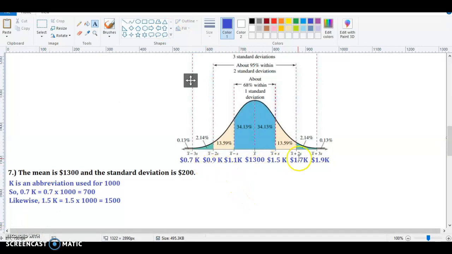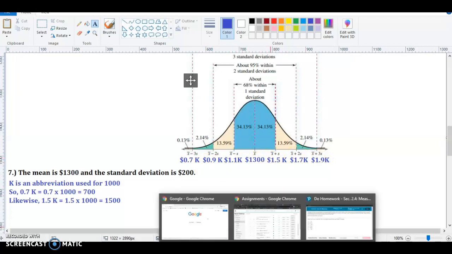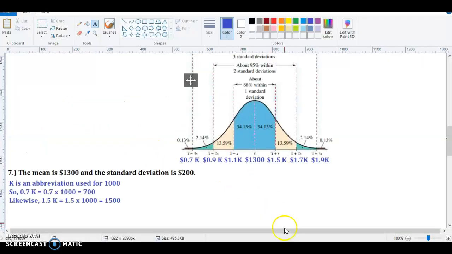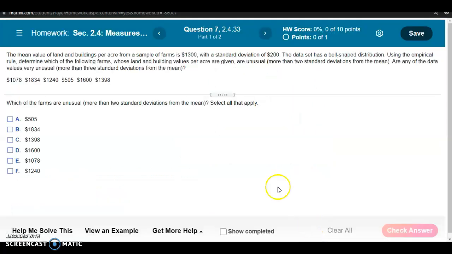Knowing where these values are in your diagram, you can answer the question: which of the farms are unusual, meaning that they are more than 2 standard deviations away from the mean? Then it says select all that apply. You can quickly reference the diagram that we just made and determine that 0.9K or $900 is 2 standard deviations to the left, and likewise 1.7K or 1700 is 2 standard deviations to the right. So values that are either less than $900 or greater than $1,700 are going to be unusual. Then you would select your answers accordingly.